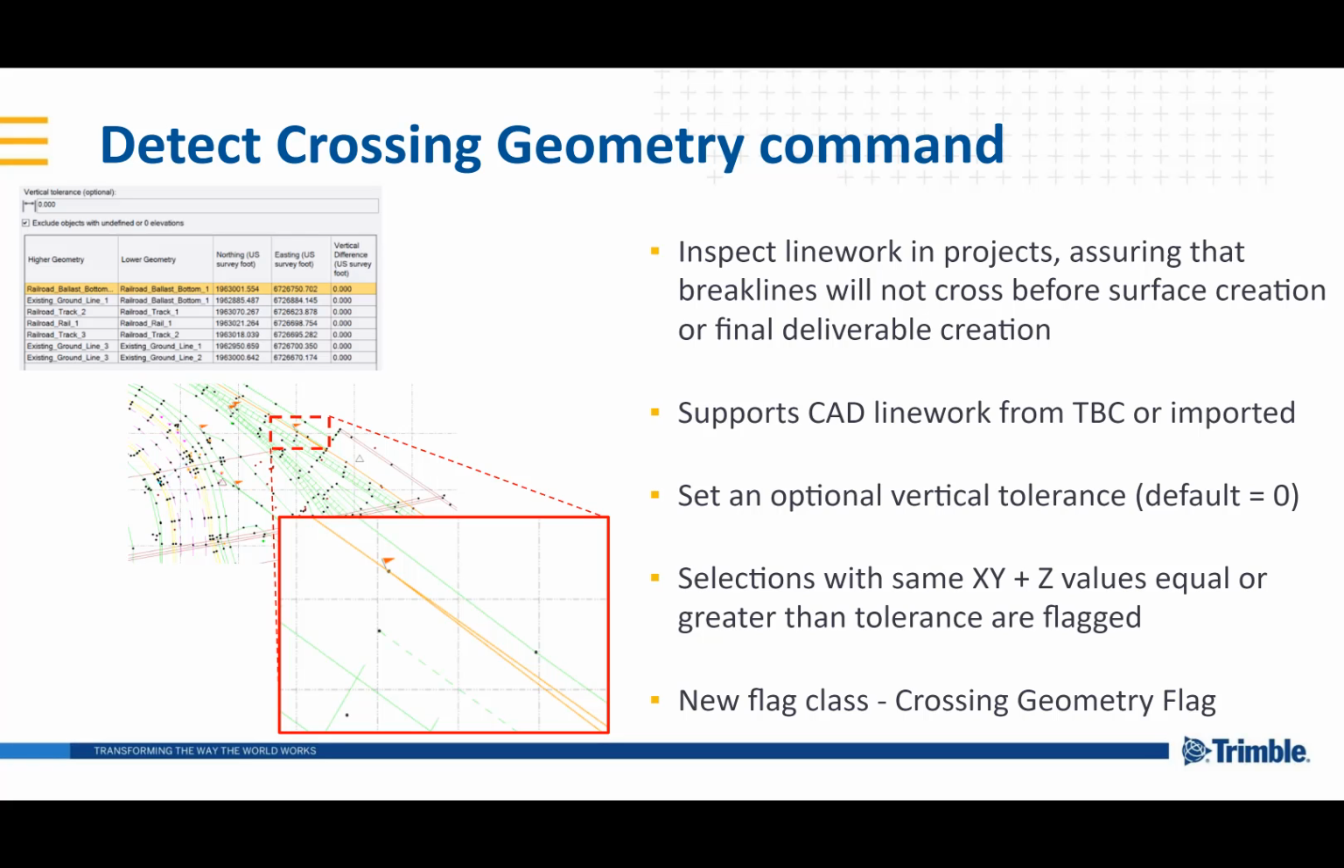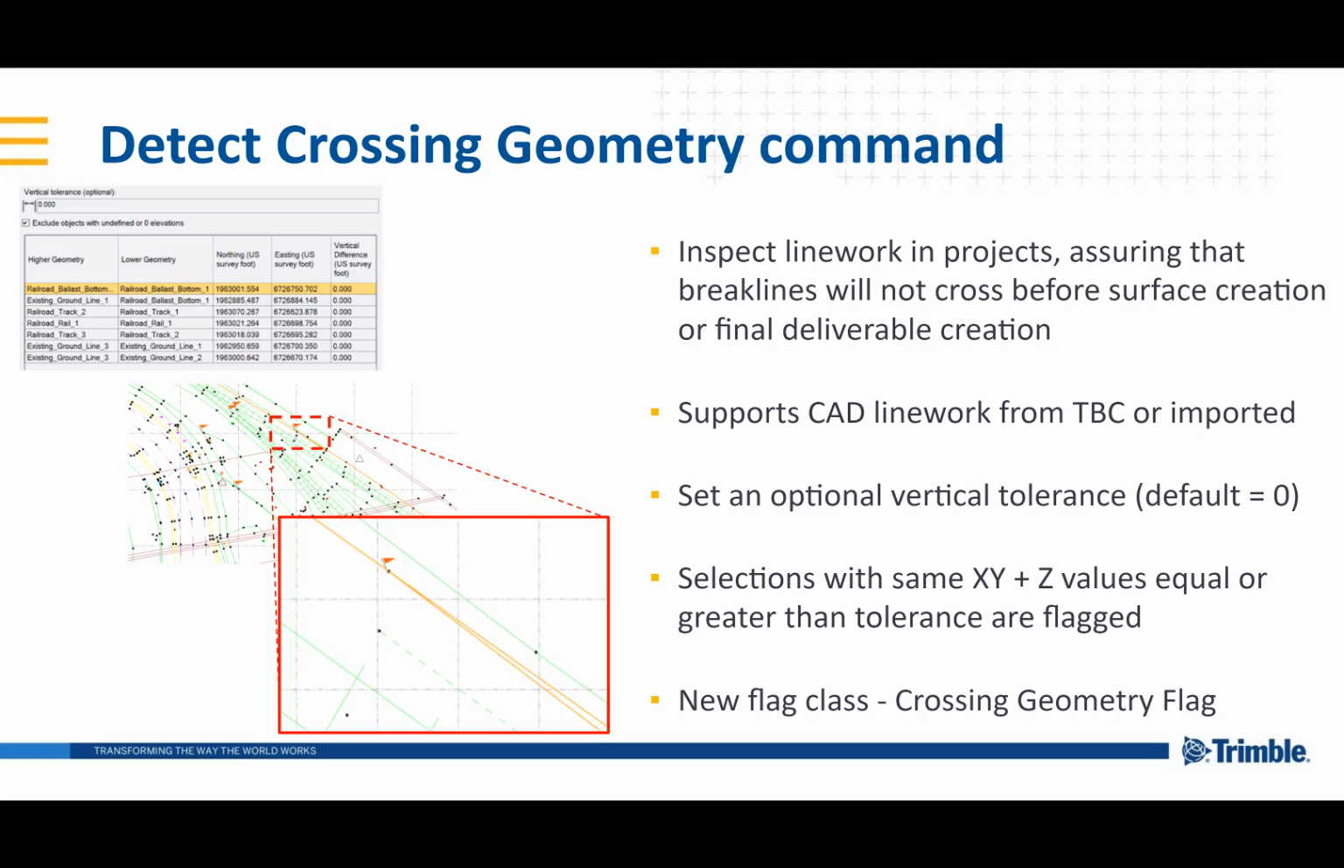The new Detect Crossing Geometry command allows you to inspect line work in your projects, assuring that break lines will not cross before surface creation or any final deliverable creation. So how this routine works is that it supports CAD line work from TBC or imported, such as from DXFs or DWGs. You can set an optional vertical tolerance.